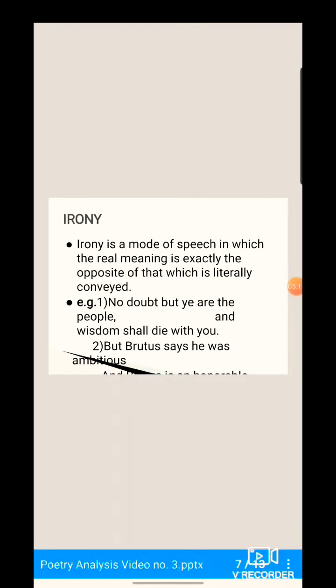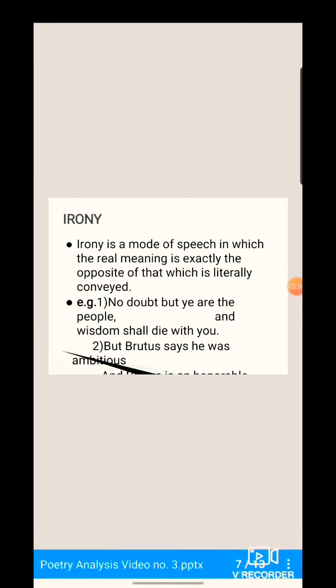Irony. By this figure of speech, we say one thing when we mean just the opposite. Irony is a mode of speech in which the real meaning is exactly the opposite of that which is literally conveyed. It is a statement or expression whose intended meaning is quite the contrary to the apparent or literal meaning. Obviously, we praise someone, but what we mean is blame or ridicule.